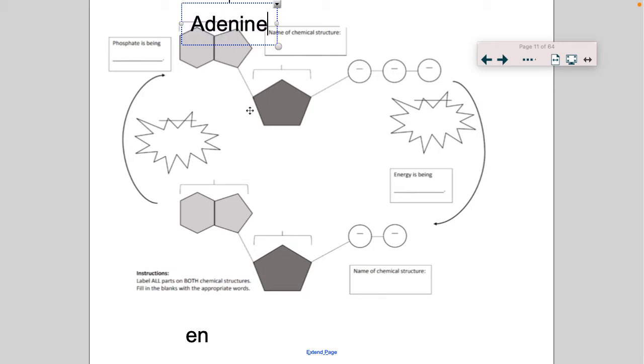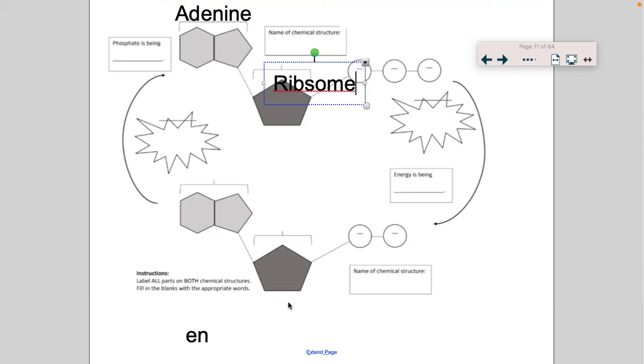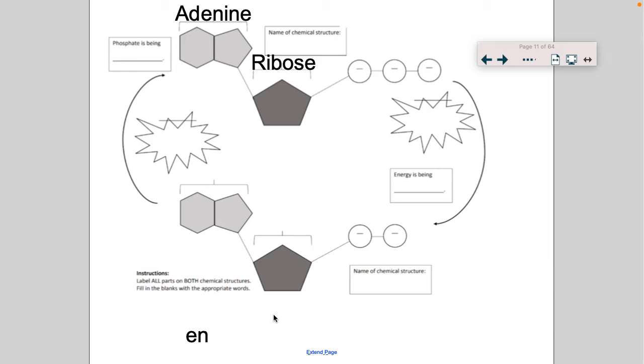Adenine, sorry. It's made up of adenine. So this right here is that nitrogen base adenine. And this right here is my sugar, ribose. And each of these are phosphates, right? Because it's triphosphate.